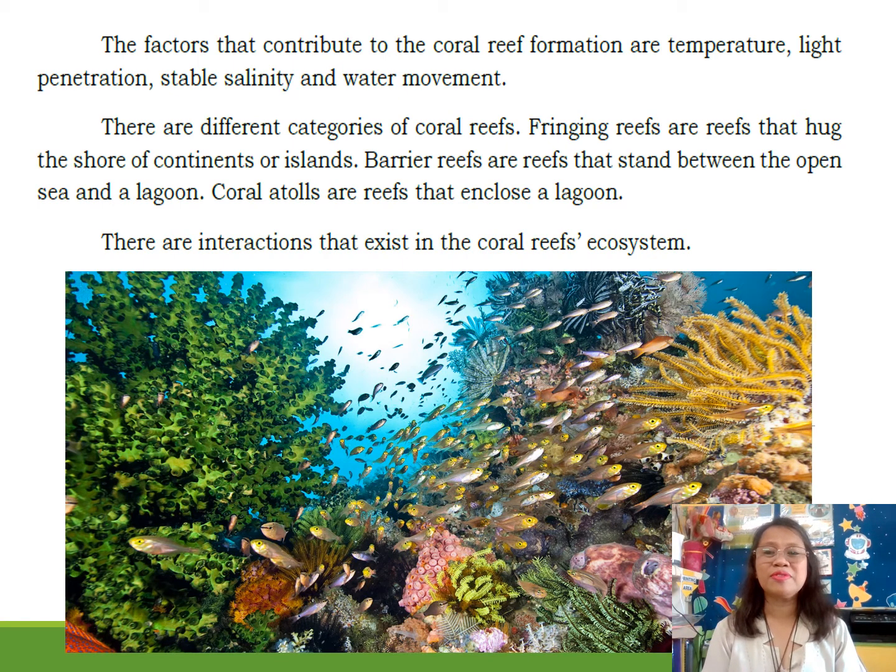Barrier reefs are reefs that stand between the open sea and lagoon. The barrier reef is in the deeper portion. It separates the lagoon from the ocean, from the deepest portion of the sea. Coral atolls are reefs that enclose a lagoon.